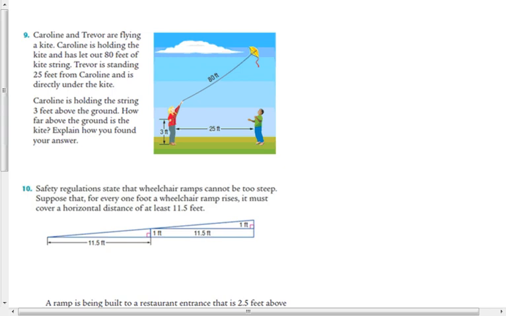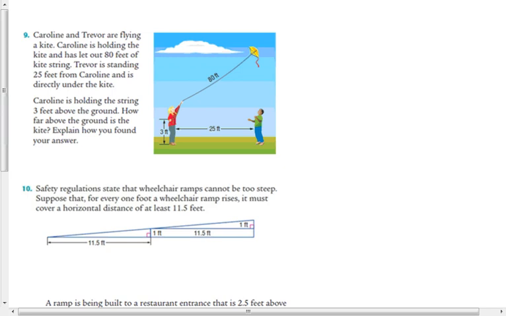Remember, Pythagorean's theorems deal with right triangles, so it's good to always make a diagram if you can. Caroline and Trevor are flying a kite. Caroline is holding the kite and has let out 80 feet of kite string. Trevor is standing 25 feet from Caroline and is directly under the kite. Caroline is holding the string 3 feet above the ground. How far above the ground is the kite?